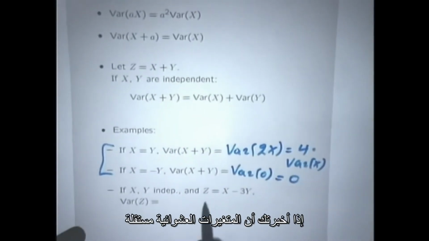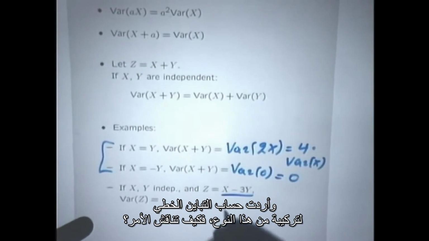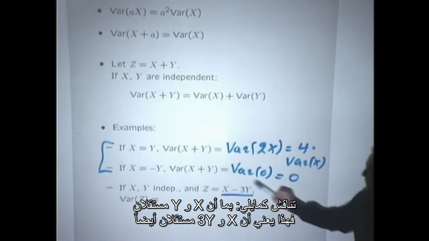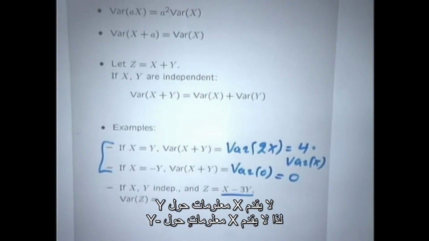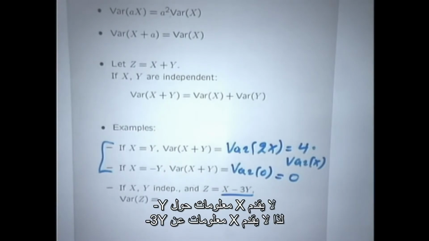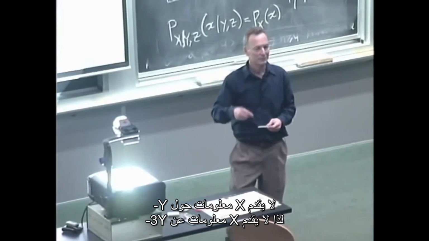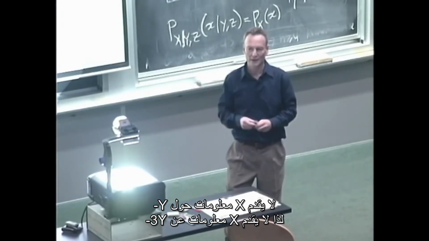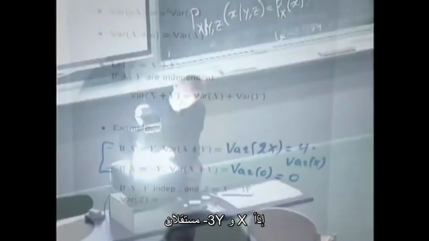If I tell you that the random variables are independent and you want to calculate the variance of a linear combination of this kind, then how do you argue? You argue that since x and y are independent, this means that x and 3y are also independent. X has no information about y, so x has no information about minus y, so x should not have any information about minus 3y. So x and minus 3y are independent.